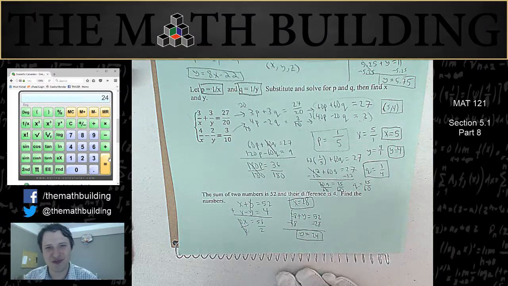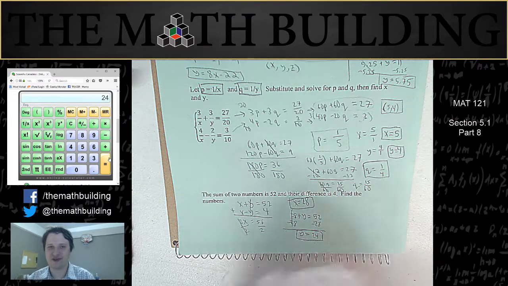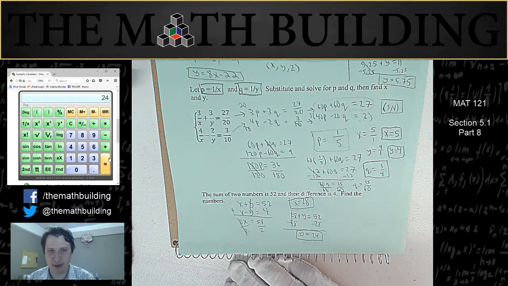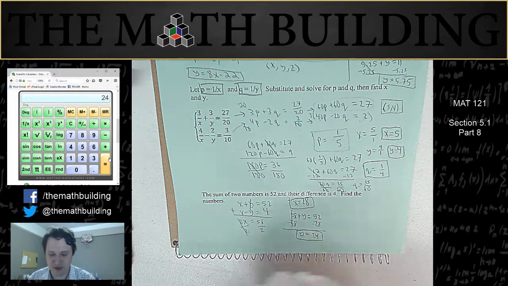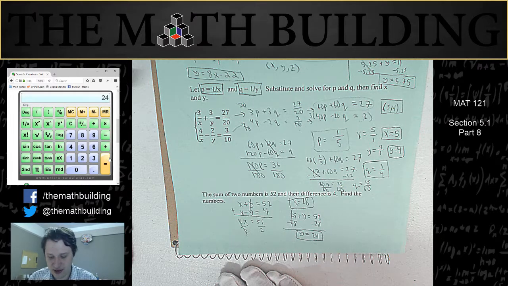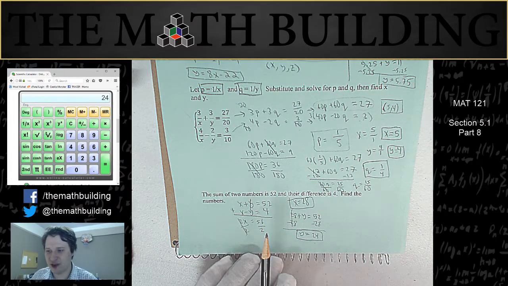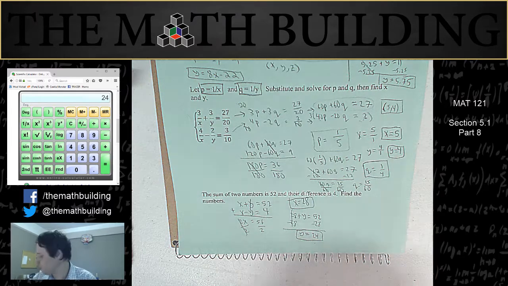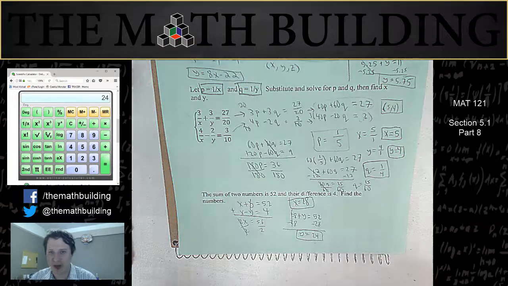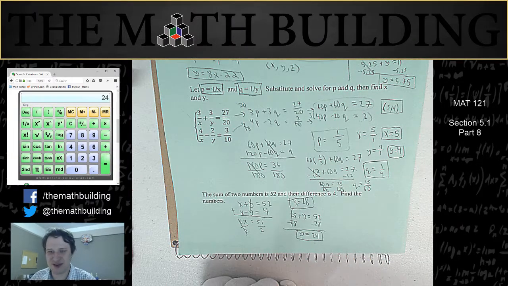Congratulations, you made it through section 5.1. This is one of the hardest sections in college algebra, probably up there with 3.6. This one and 3.6 are probably the two hardest. So we made it. I will see you in section 5.2, where we're going to learn about something really cool called a matrix, which we can use to solve these equations way easier.